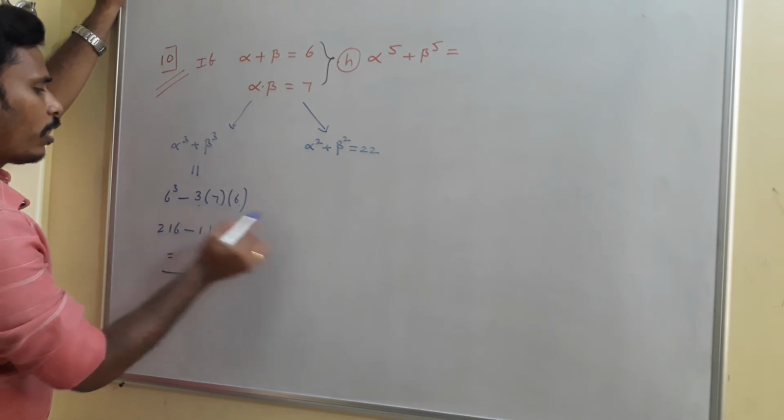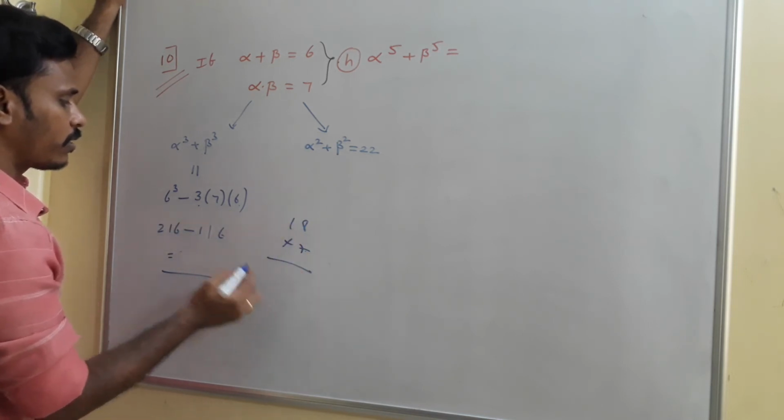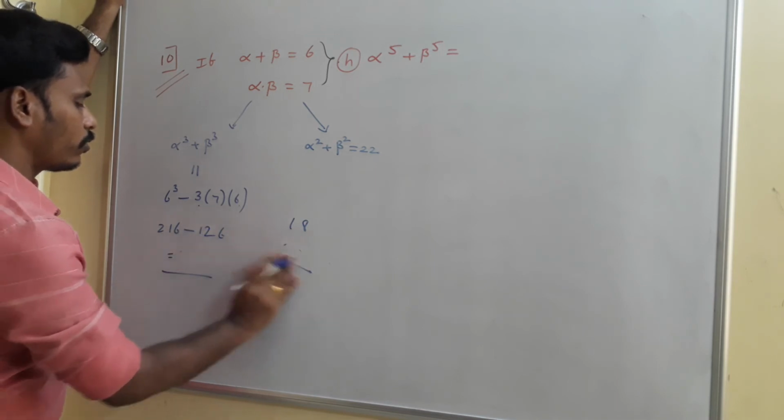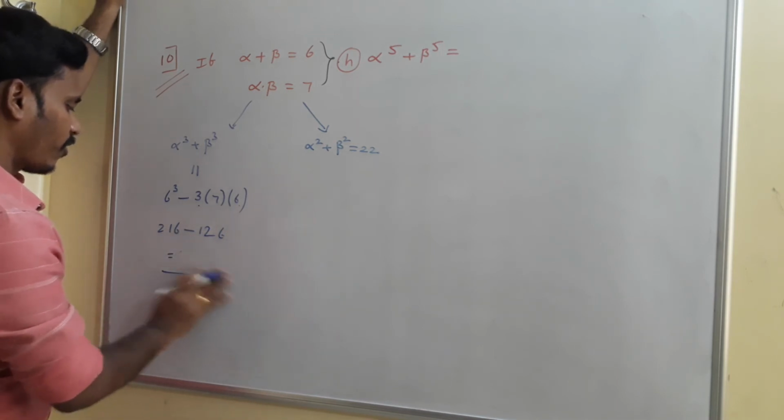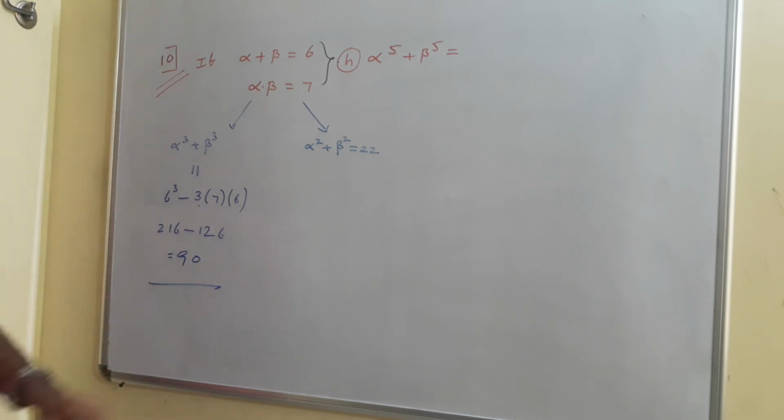6 3 is 18, okay? 18 into 7. Yeah, 70 plus 56. 70 plus 56 is 126. Oh, this simplification is 90. So alpha cube plus beta cube is 90. Alpha square plus beta square is 22.